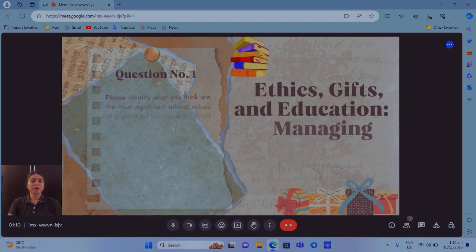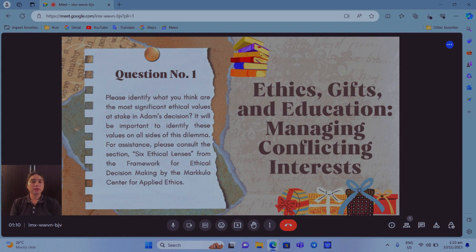Hello everyone, I am Mary Rose De La Cruz, and the question that I need to discuss is what I think are the most significant ethical values at stake in Adam's decision. It will be important to identify these values on all sides of this dilemma. One of the 6 ethical lenses from the framework for ethical decision making is the common good lens.